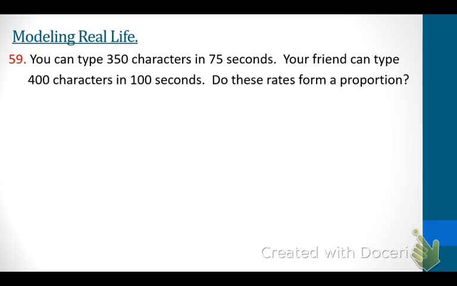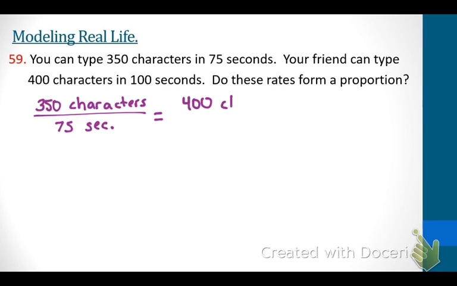Nikki, what should my first fraction say? 350 characters over 75 seconds. Okay, I love that she told me characters over seconds. You always want to have your units attached because it can help you to get the correct answer. Good job. Now we're going to make it equivalent to what? 400 characters over 100 seconds. Excellent. Once again, notice characters are on top and seconds are on the bottom.